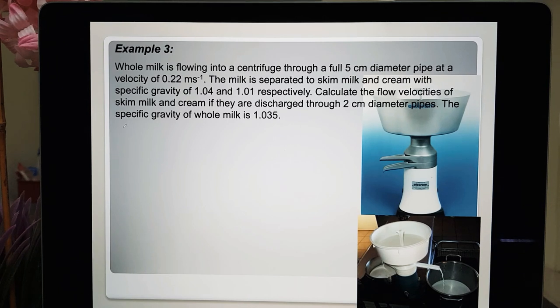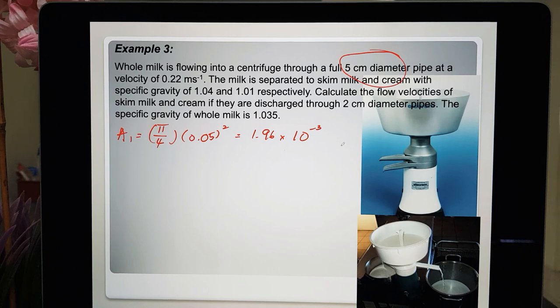Now you need to calculate the area from the diameter. The diameter has been given, so you calculate the area. For A1, use the equation pi over 4 times 0.05 squared. You should get the value of 1.96 times 10 to the power of negative 3 meter square. This particular A1 is meant for the whole milk.